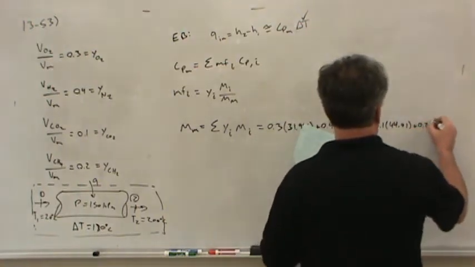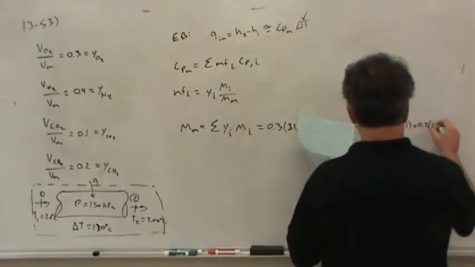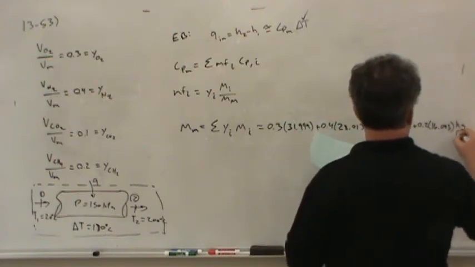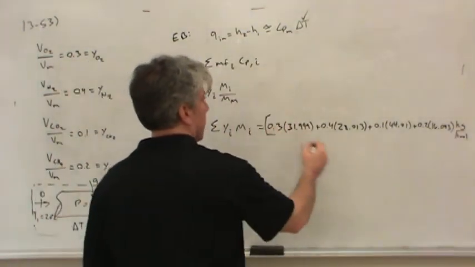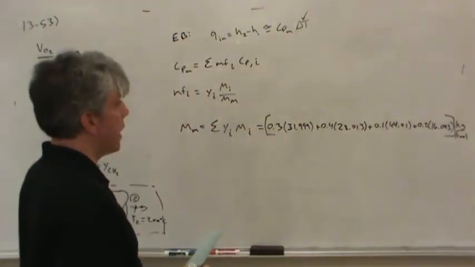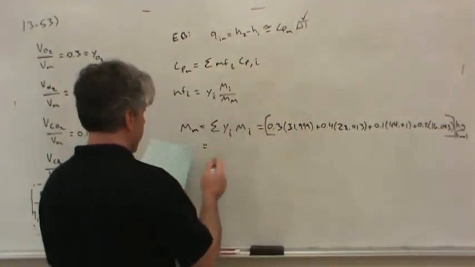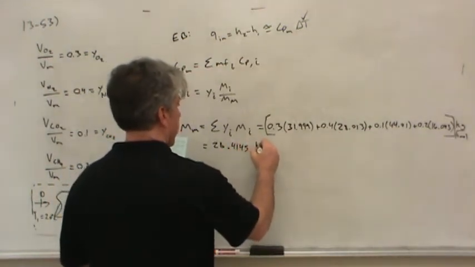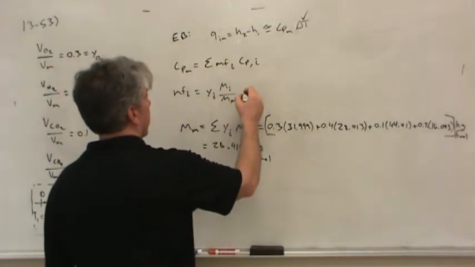And then 20% of the molecular weight of methane, 16.043. And these are all kilograms per kilomole. Okay? So that applies to all of this. So now that I have an equation for it, I guess I should plug it into a calculator. When I did that, I came up with 28.4145 kilograms per kilomole. Now that I've got that, I can figure out all of the mass fractions.